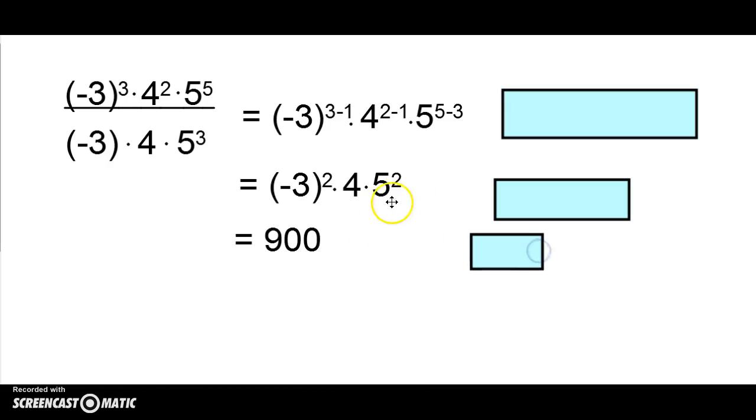There you go. This was a fun one because look, 5 squared is 25. 5 times 5 is 25, times 4 is 100, times negative 3 squared is 9, so 900. That one you can do mentally.